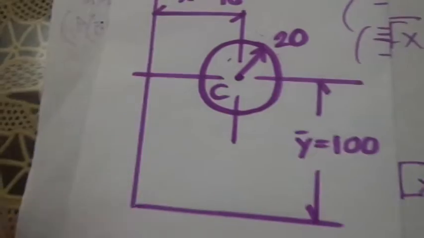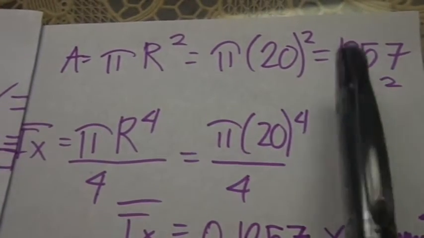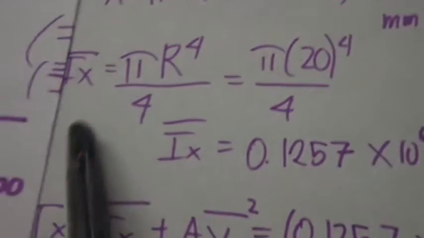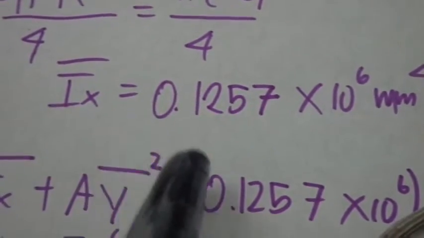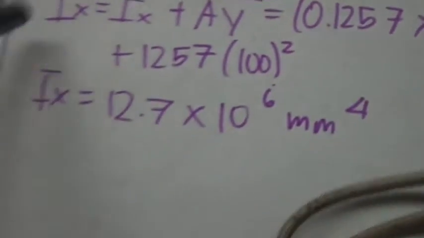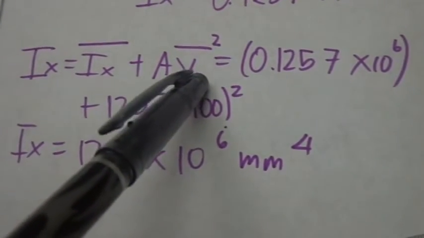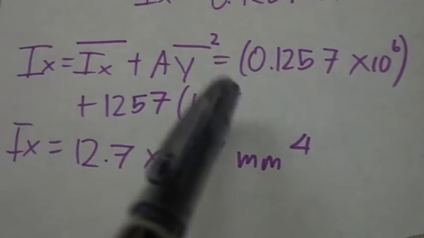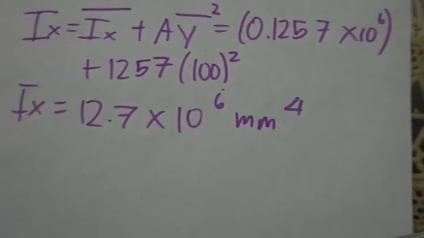Lastly, for the circle, the area of the circle is equal to pi r squared, equal to pi 20 squared, which equals 1,257 millimeters squared. To get the Ix bar, we would use pi r to the 4th over 4, which is equal to pi 20 to the 4th over 4. And the value is 0.1257 times 10 to the 6 millimeter to the 4th. To get Ix, we will need to add Ix bar plus the area of the circle times the square of the centroid of the circle, which is 100 millimeters. And the resulting value would be 12.7 times 10 to the 6 millimeter to the 4th.